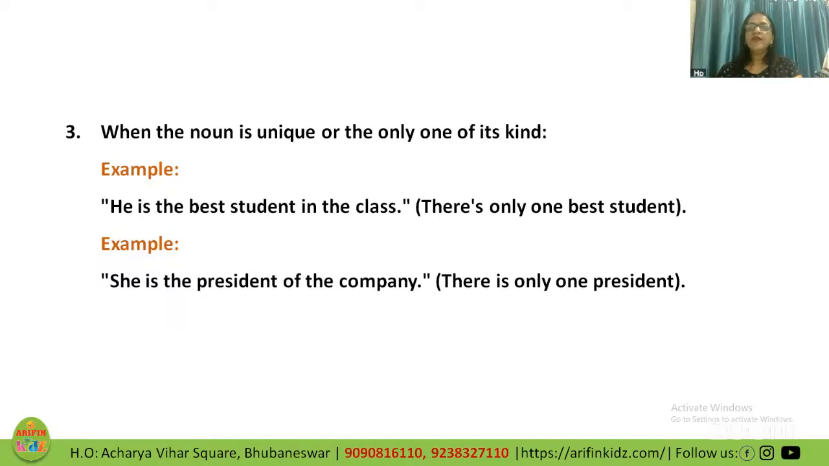Again, when the noun is unique or the only one of its kind, as I told you, near the superlative degree, one of its kind. "He is the best student in the class." Best is the superlative degree, that is of one kind. Only a particular child is the best. Suppose I say, "John is the best student in the class." So here John is the particular student who is the best in the class. So here we use "the".